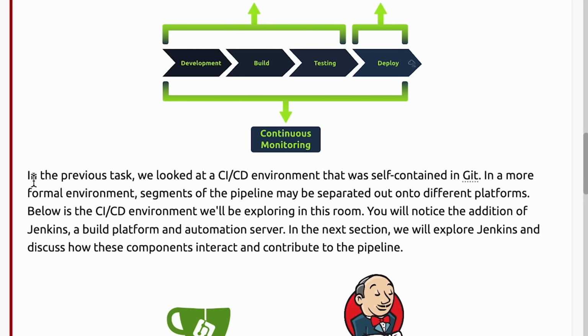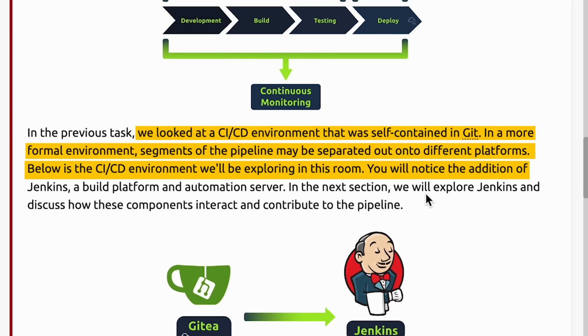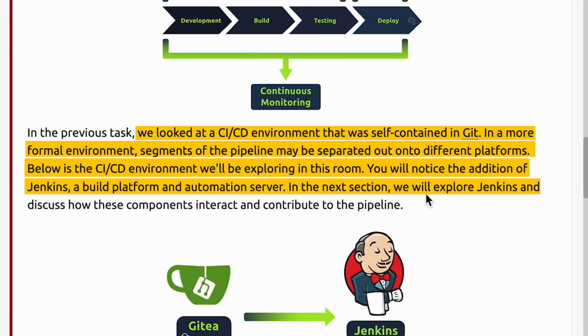In the previous task, from the previous day, we looked at a CI/CD environment that was self-contained in Git. In a more formal environment, segments of the pipeline may be separated out onto different platforms. Below is the CI/CD environment we'll be exploring in this room. You will notice the addition of Jenkins, a build platform and automation server. In the next section, we will explore and discuss how these components interact and contribute to the pipeline.